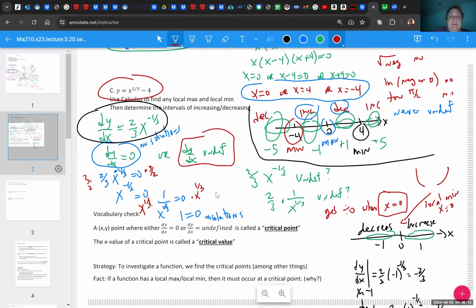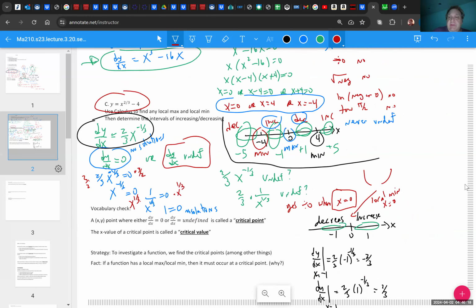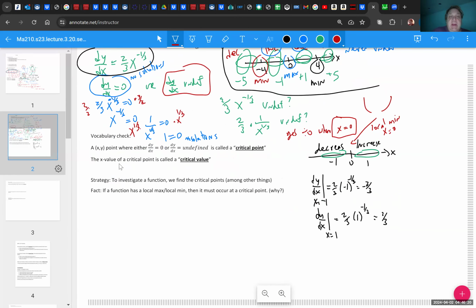All right, so just a quick vocabulary check. Zoom out a little bit here. If you can see this bottom part through all my scribbles, some point, an xy point where the derivative is equal to 0 or where the derivative is undefined. So these two possibilities, that is called a critical point. So critical points are when the derivative is equal to 0 or the derivative is undefined. The x value is called the critical value. They almost make them interchangeable. I'm just trying to clarify some vocabulary in case it sounds confusing at some point to you folks.